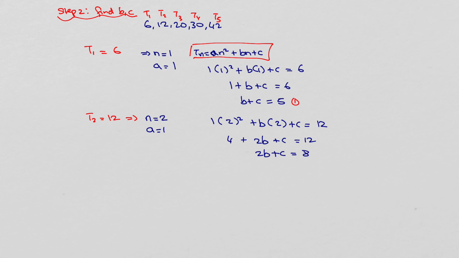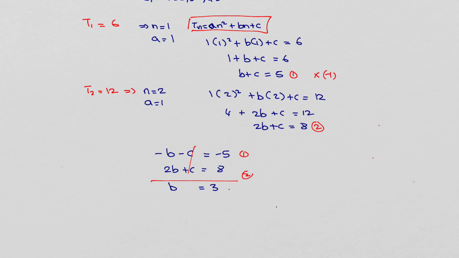So now we have two equations in terms of b and c. I'm going to multiply the first one by minus 1. That gives me minus b minus c is equal to minus 5. And then we have 2b plus c is equal to 8. So my c's will add to give 0. We have minus b plus 2b is b, and minus 5 plus 8 is 3. So now we know what b is. We can sub b into equation 1 to find c.